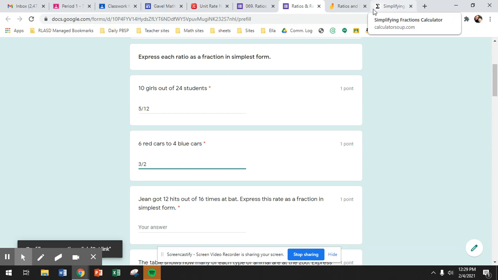I think you can hit second ABC and hit enter again. So like 6 ABC 4, enter, and then second ABC, enter again, and it's going to change it into your improper fraction.